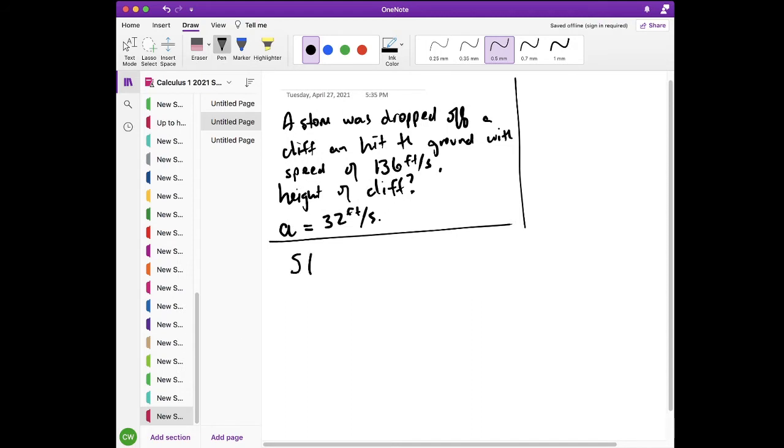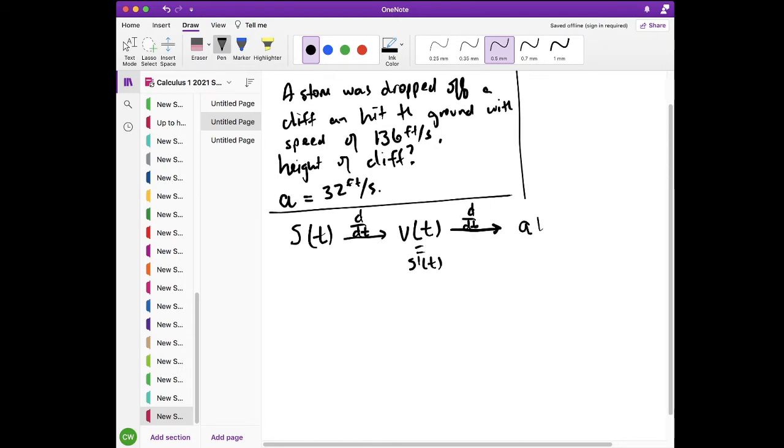If s of t is position, and you take the derivative, what do you get? If you take the derivative of position, what type of thing do you have? Right, you get v of t. Velocity is the derivative of position. Okay, so now let's take the derivative of velocity as a of t. So we know this relationship of derivatives.